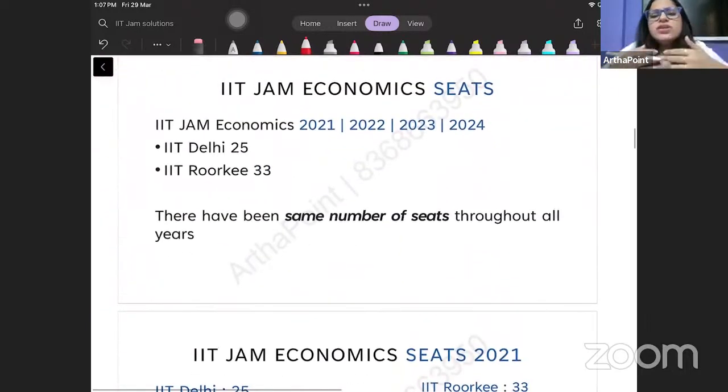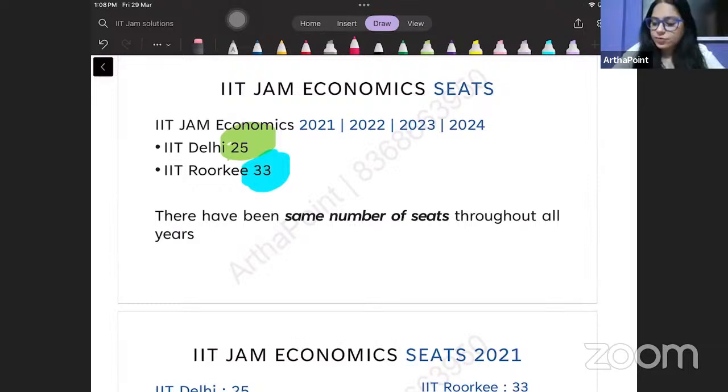Okay, beta. Now let us talk about the seats that are there in various institutes in your IIT MSc Economics subject. तो आप देख सकते हो that in IIT Delhi we have 25 seats and in IIT Roorkee we have 33 seats. And these seats have remained unchanged since 2021. So 21, 22, 23, 24, we have 25 seats in IIT Delhi and 33 seats in IIT Roorkee.